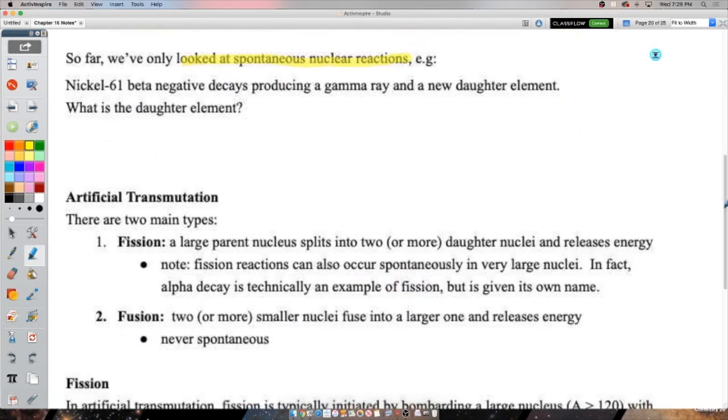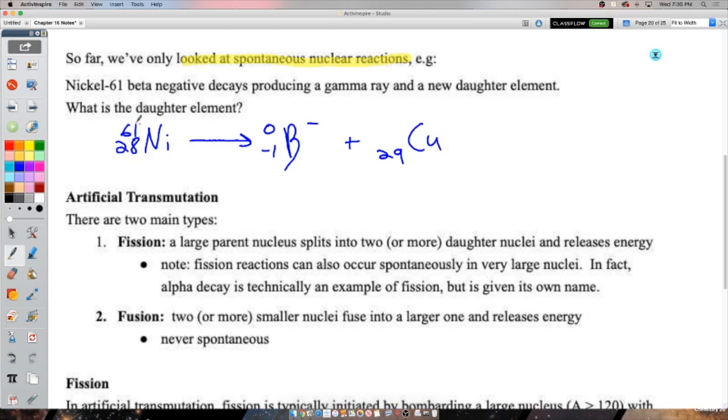Okay, so just a reminder of what it looks like spontaneous, and let's actually consider the energy given off here when we write this one out. So nickel 61, beta negative decays producing a gamma ray and a new daughter element. What is the daughter element? So beta negative decay. Let's first figure out what the new element is. So I started with a charge of 28 positive from those 28 protons. I now have -1, so if I'm going to have the same charge, okay, which makes it copper.